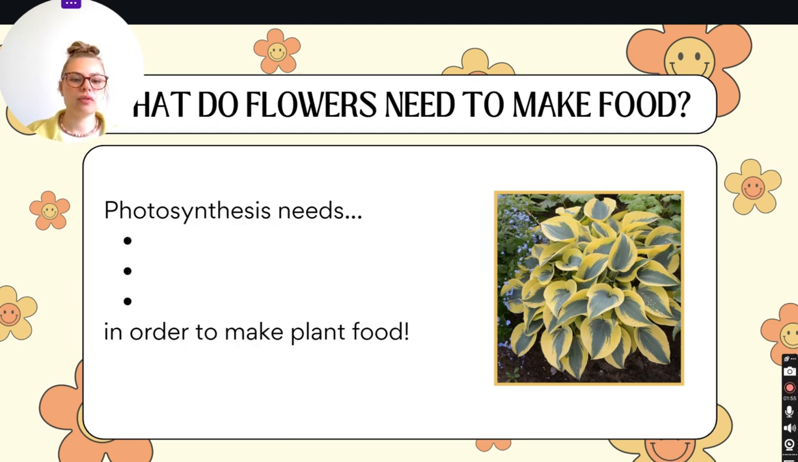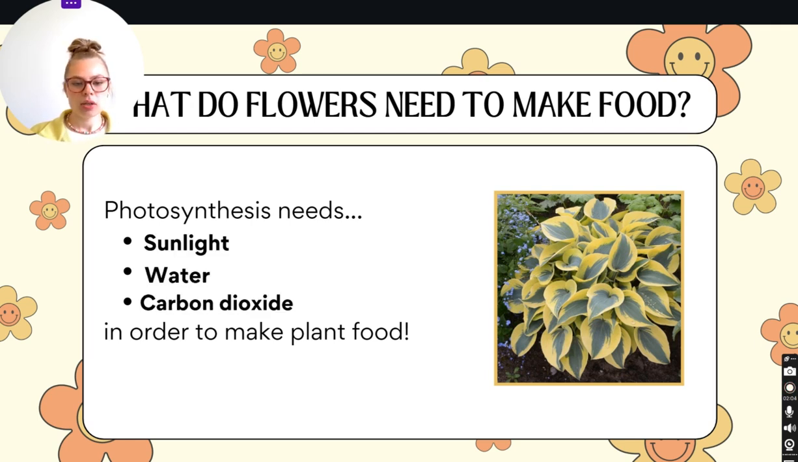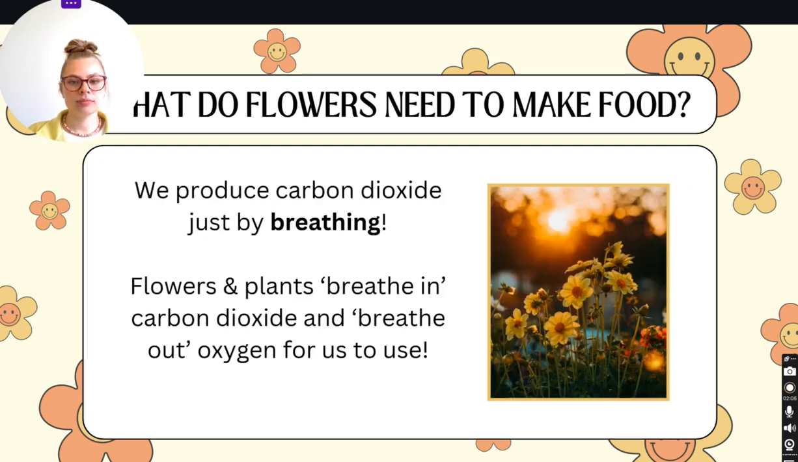And then what do flowers need to make food? So photosynthesis needs 3 things in order to make plant food. Can anybody raise their hand and tell me what one thing is that photosynthesis needs? And you can ask 3 different students, so there'll be sunlight, water, and carbon dioxide.